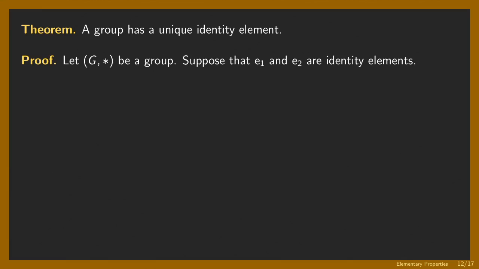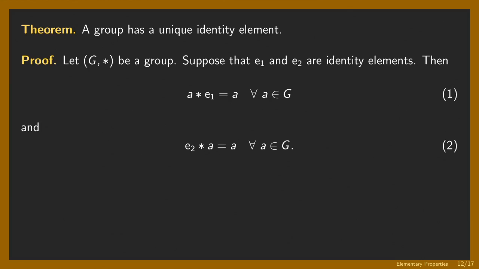To prove uniqueness, we usually suppose that there are two such elements, let's say E1 and E2. Now, because these are identity elements, by definition, for E1, if you multiply any A on the left of E1, then the product must be A, and that must hold for all A in G, right? Similarly, because E2 is also an identity element, any element multiplied on the right of E2 must give you the same element as the product.